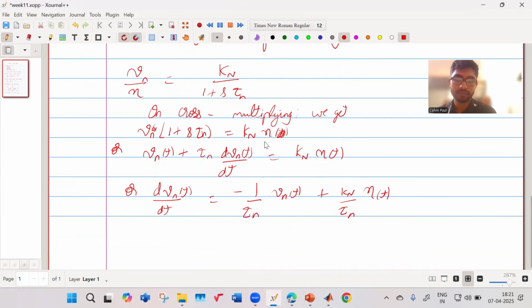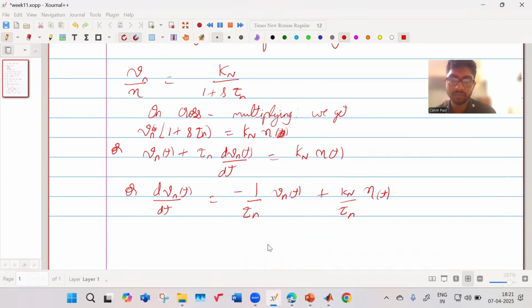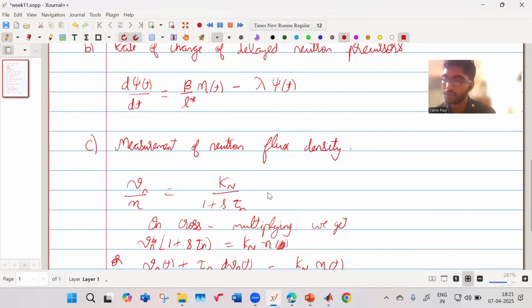Here it's shown over here. Minus 1 upon tau n Vn of T plus Kn upon tau n meter of T. So this is the measurement of neutron flux density. So we have seen three equations. Now let us see the further equations which come up.